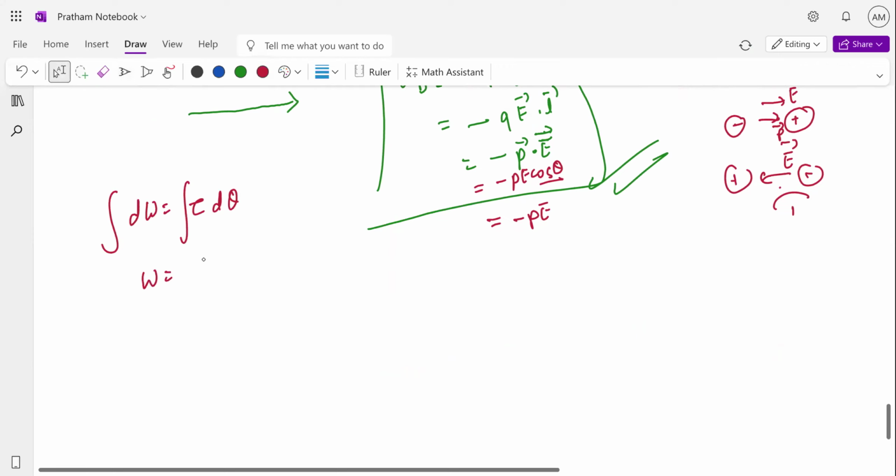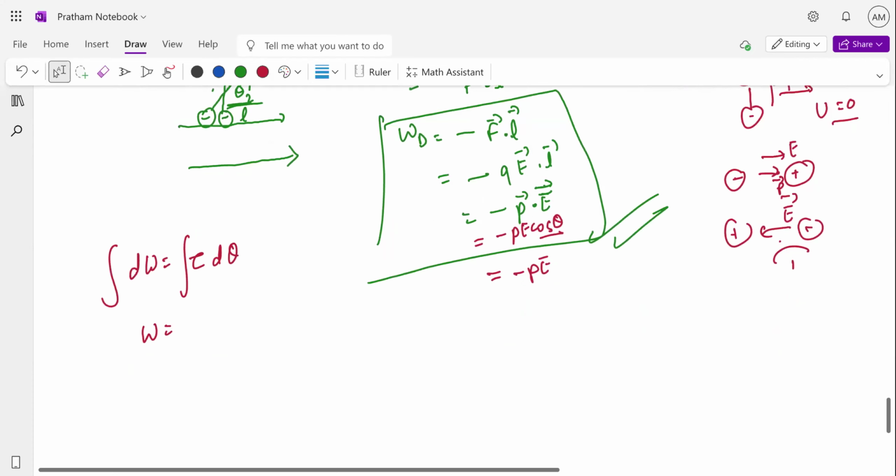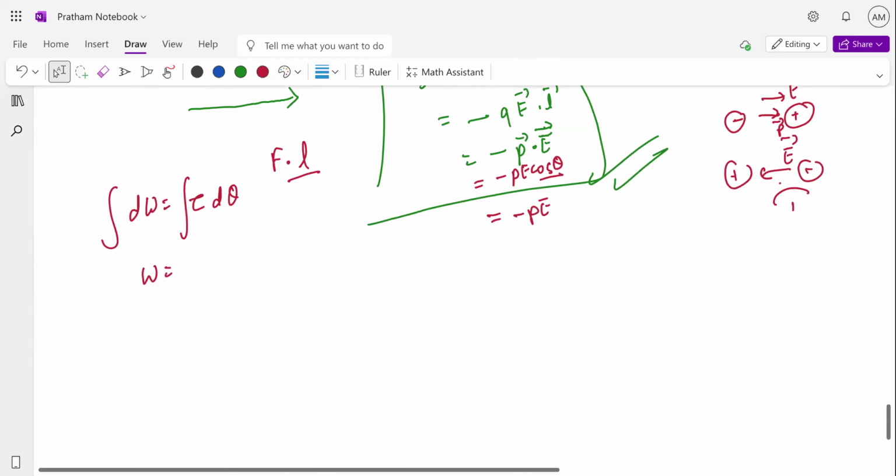What was the torque we had at that time? I just forgot the value. I think the torque we got was F dot L. I'm not sure actually. But the torque we already know the value, right? It is PE sine theta. If you integrate this, what will you get?